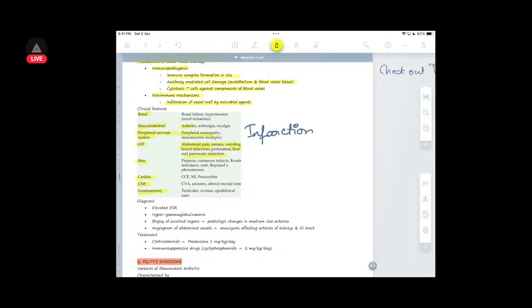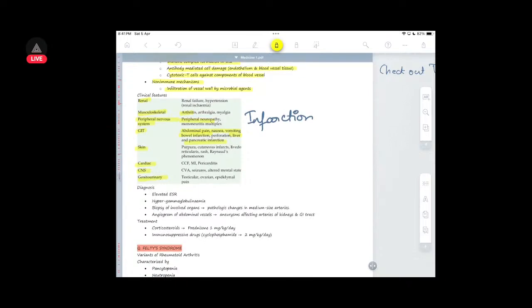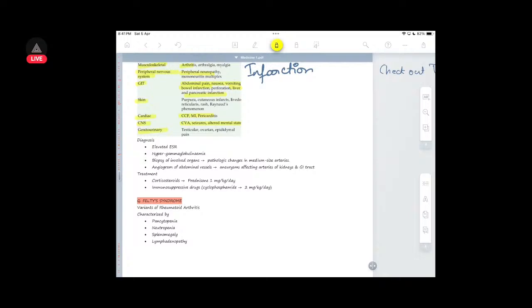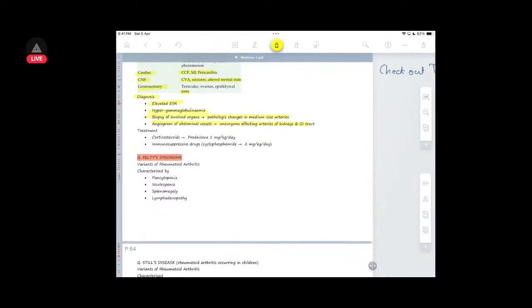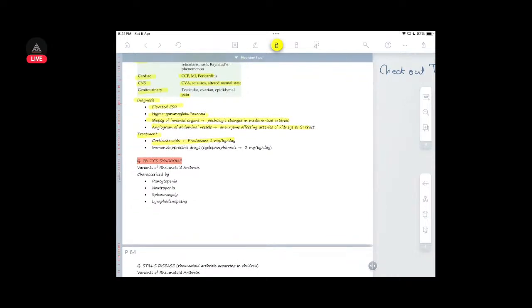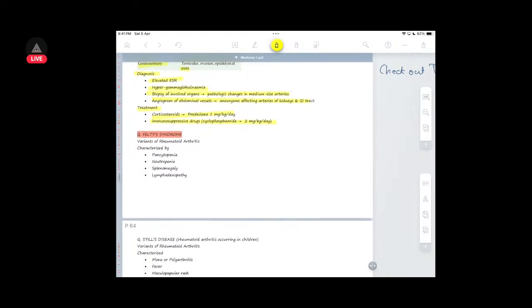Then you have involvement of the CNS, CVA, seizures, and all of them. Pericarditis, congestive cardiac failure, and testicular and ovarian pain. For diagnosis, you will have elevated ESR and hyperglobulinemia. Biopsy of the involved area will show medium-sized artery pathological changes, and angiogram of the abdominal vessels of the GIT and kidneys. For treatment, you can give corticosteroids, prednisolone, and immune suppression drugs, cyclophosphamide 2 mg per day.